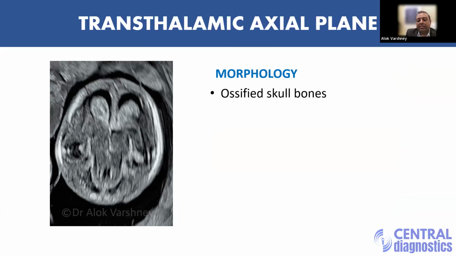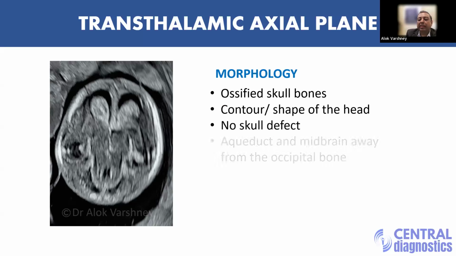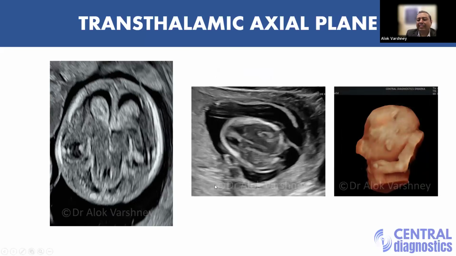We need to assess that the skull bones should be visible. So these are the frontal bones, the parietal bones. They should be visible in this plane. The contour and the shape of the head should be normal, and there should not be any skull defect, and the aqueduct and the midbrain should be away from the occipital bone. And these are the typical defects we can pick up if we are paying attention to the transthalamic plane. And here we immediately see there's a defect in the occipital region, something protruding out.